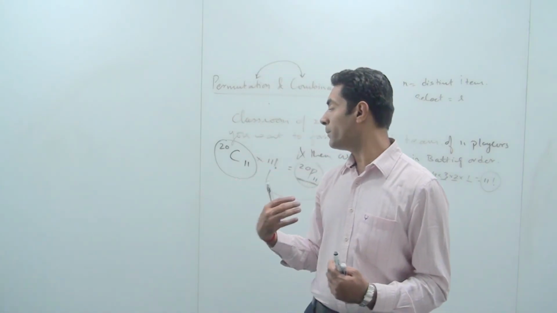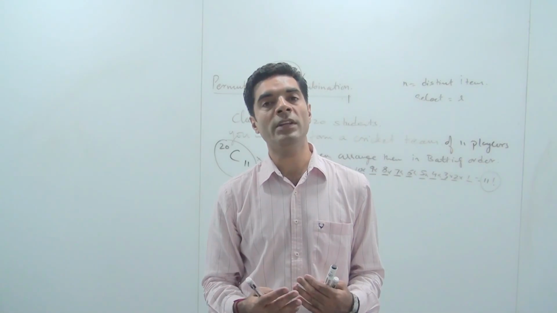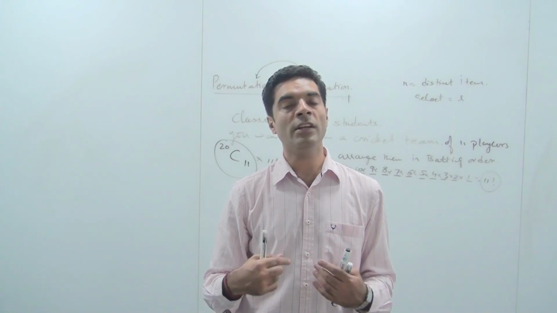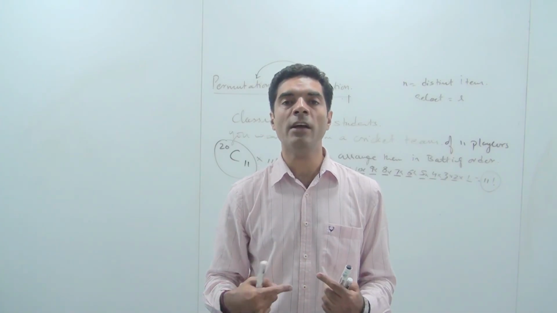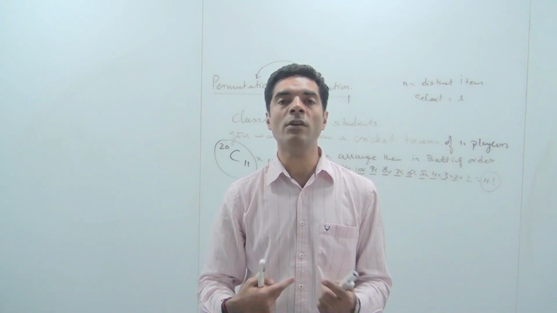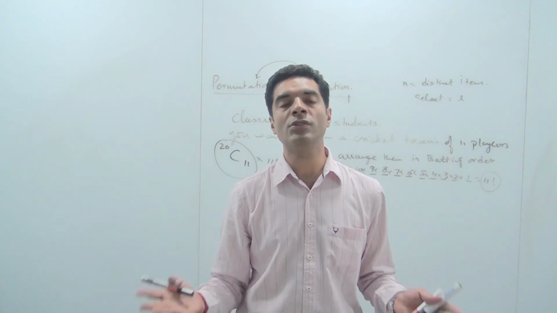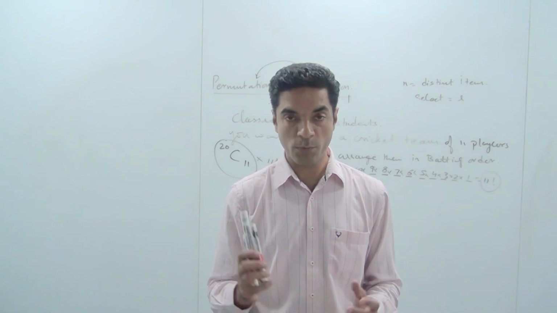So this is a very simple concept of permutation and combination, and this example will help you to differentiate where to apply P and where to apply C, and that's very important for you to solve questions on permutation and combination. So you must know this.